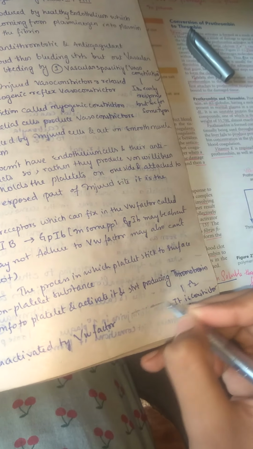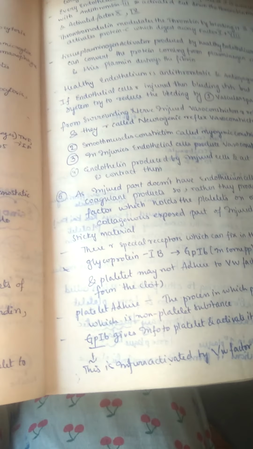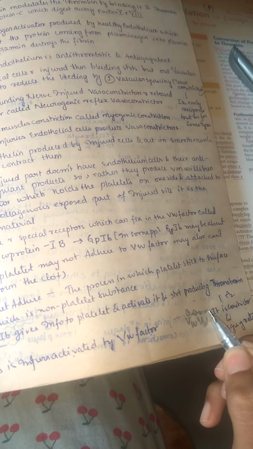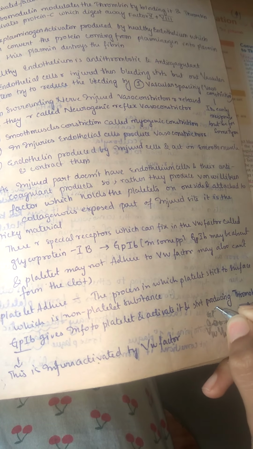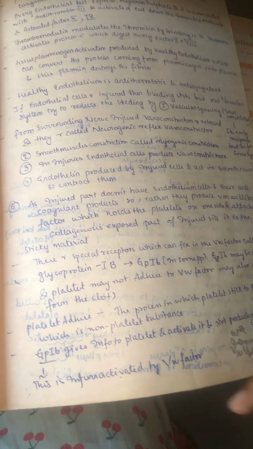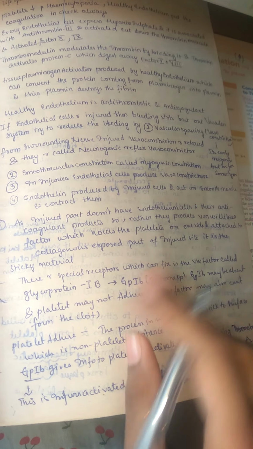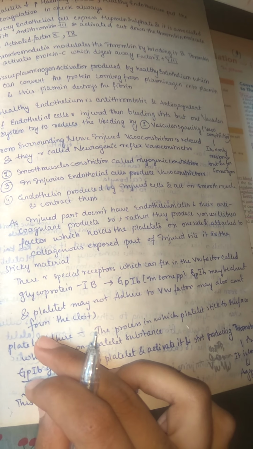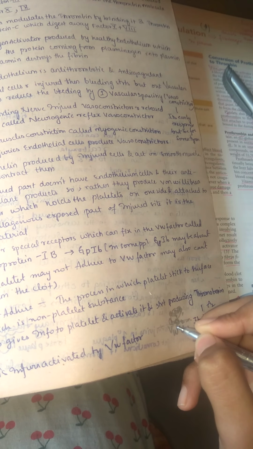If we see a diagram, we will understand clearly. For example, this is the site of injury. Here are von Willebrand factors, and the platelets start binding to them. Platelet adhesion means the process in which the platelets stick to a non-platelet surface. And here you have the glycoprotein receptor GPIb. In some people it is absent, and the platelet may not adhere to von Willebrand factor and can't form the clot. So here we have GPIb, which mainly helps the platelet attach to von Willebrand factor.